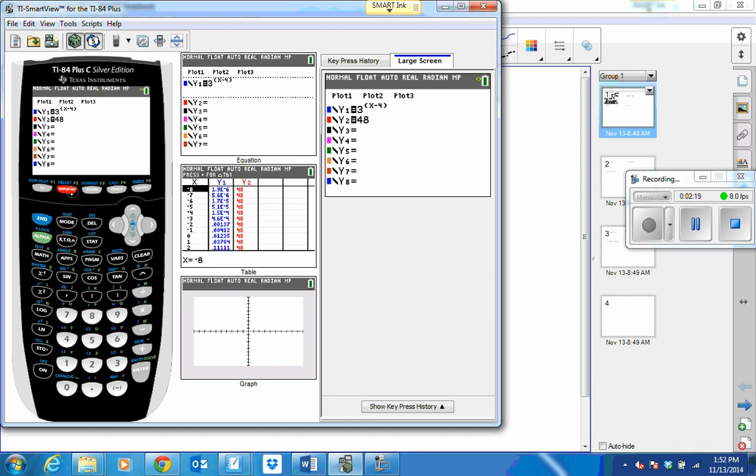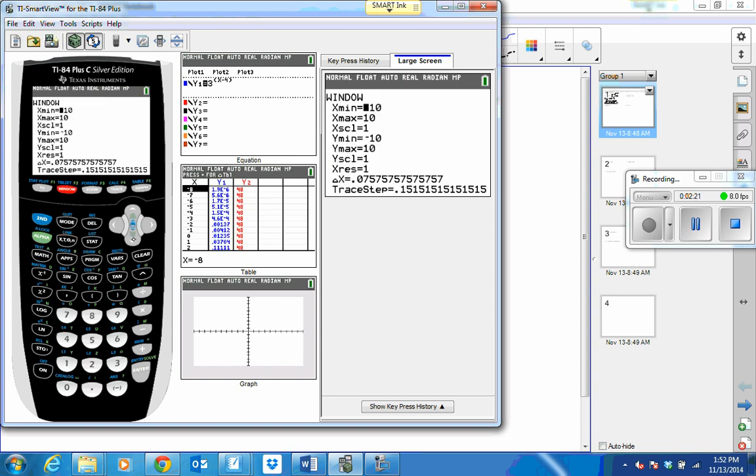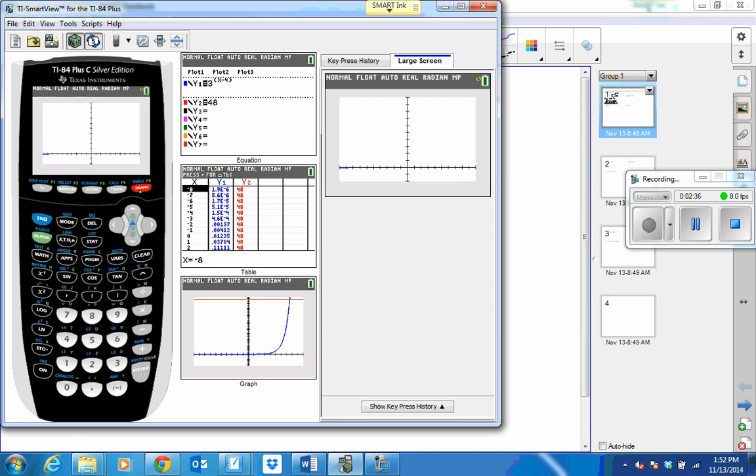Now we need to make sure our window is going to accommodate this. So let's make our y maximum go up to 50. And let's make our y scale 5 just to make our graph a little bit prettier. So when we graph these now, we see our first curve, our second curve, and we want to find the intersection of these two curves.